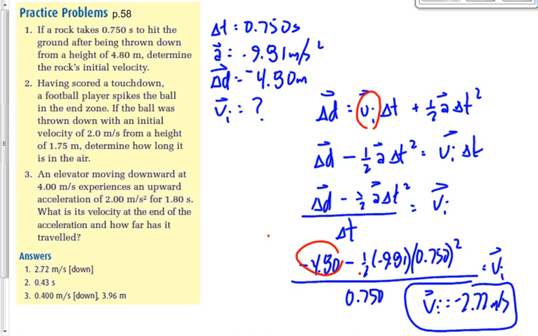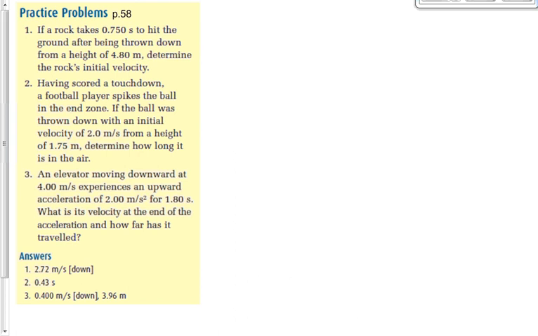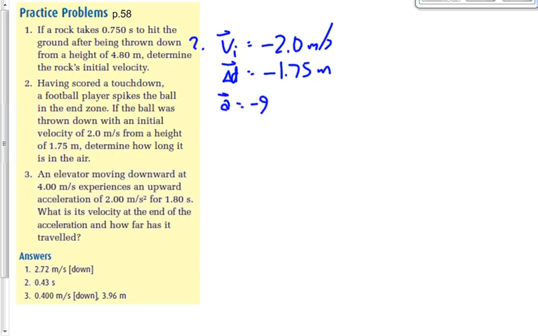Okay, let's take a look at question number 2 as well. I think that's a challenging one as well. And then that's probably where we'll wrap it up for the day. Question 2 says, having scored a touchdown, a football player spikes the ball in the end zone. The ball was thrown down with an initial velocity of 2 meters per second. We're going to make that negative 2 because it's thrown downward. From a height of 1.75 meters, we're going to make that negative 1.75 because that's how far it falls downwards. And we'll make the acceleration again negative 9.81, as we always do when an object is falling or rising. We want to find t.